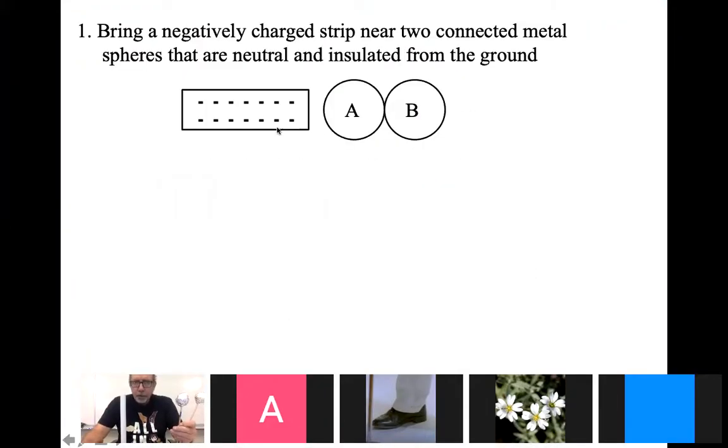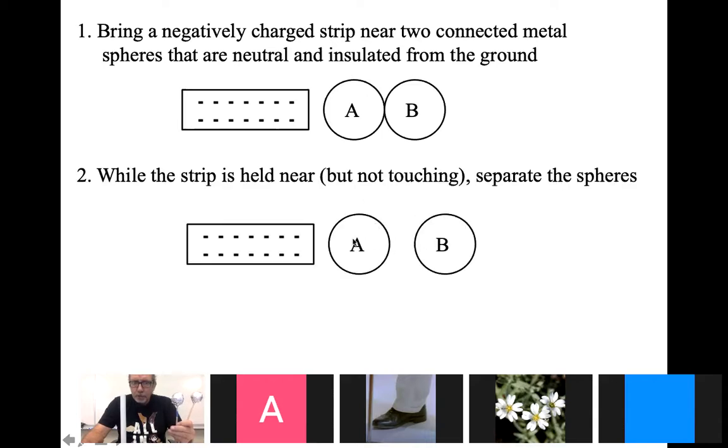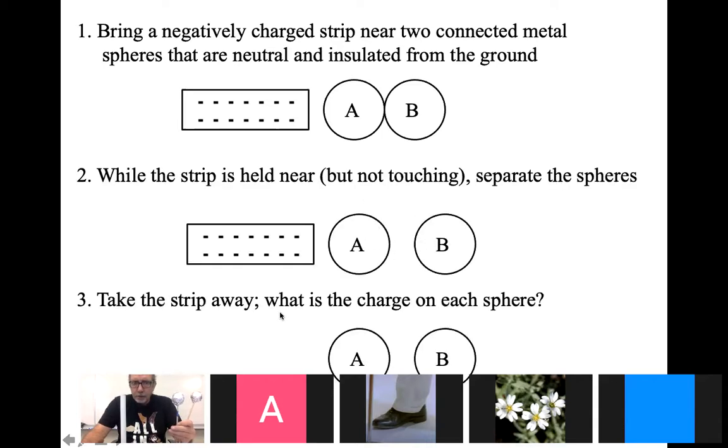Bring a negatively charged object near two connected metal spheres that are neutral, sphere A and sphere B. While it is being held near but not touching, I'm going to separate the spheres, and then I'm going to take the object away. What is the charge on each sphere? What is the charge on sphere A: positive, negative, or neutral? And what is the charge on sphere B: positive, negative, or neutral? All right, make a prediction. Now, does anybody want to share their prediction? Would anybody like to share?